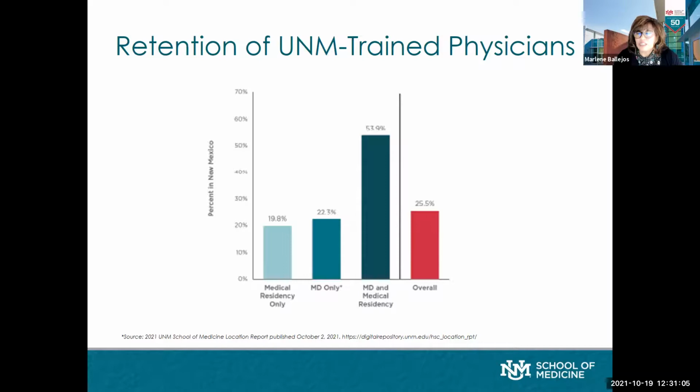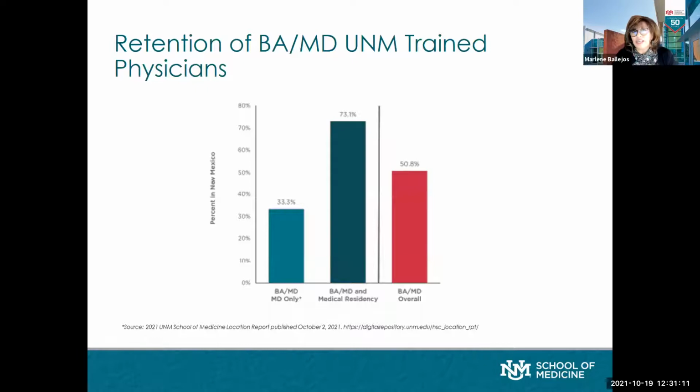This is actual practice rates in the state of New Mexico. And this is our retention rate of our BA/MD UNM-trained physicians. As you can see, if they did their BA/MD only, they're 33% likely to be practicing in our state. And if they did both their BA/MD and medical residency here, then that shoots up to 73%. This is something we want to know, because we want to know who is actually remaining and practicing in our state.